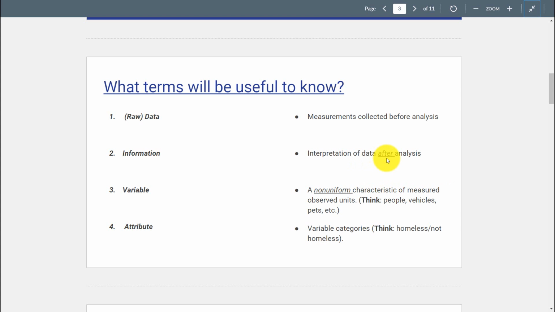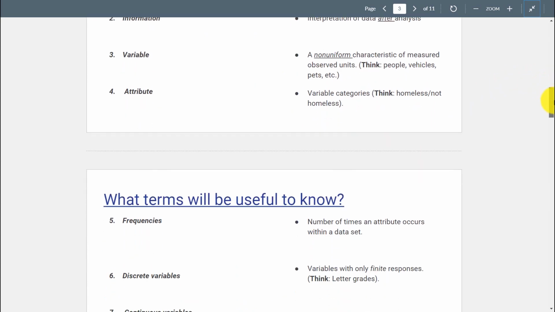Okay, variable, a really important definition there. Variable I have below: a non-uniform characteristic of measured observed units. Sometimes they are measurable observed units, but nonetheless are measured. Attribute is a variable category. So if we're talking about whether or not somebody is a pet owner, then pet owner or non-pet owner would be attributes of the variable pet owner. All right, let's take a look at the next one.